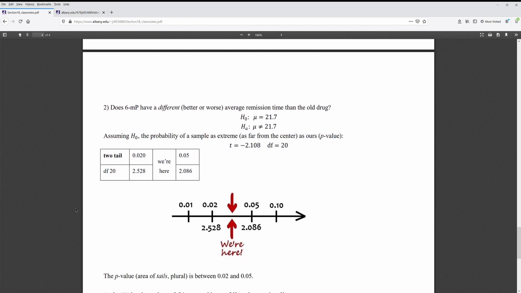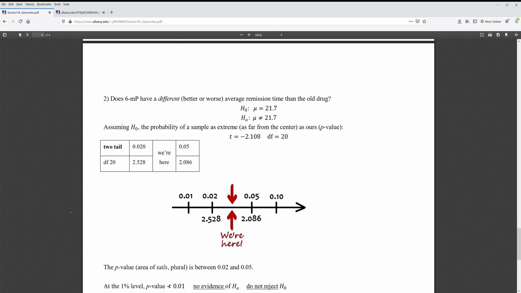Second question. Now, of course, in this particular case, asking the two-sided question would make you a bit of a sociopath, but for the sake of argument, does 6-MP have a different average remission time from the old drug? Bookkeeper somewhere wants to know whether the 6-MP has the same remission time as the old drug or whether it simply does not have the same remission time as the old drug. Better or worse, he doesn't care. For bookkeeping purposes, he wants to know whether it's got a different average remission time than the old drug. So that changes things a bit. Now our assumption is that it's got the same average remission time as the old drug, and our HA is that it's got an average remission time that is not the number of the old drug.